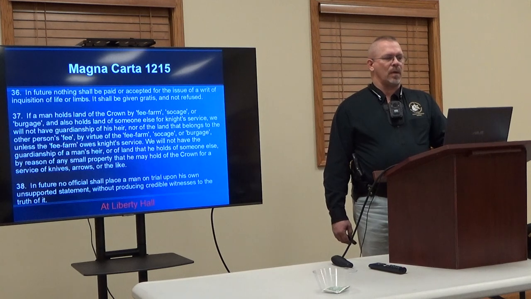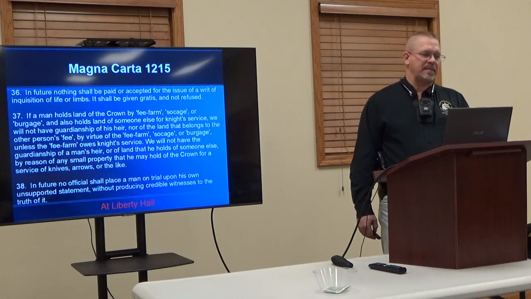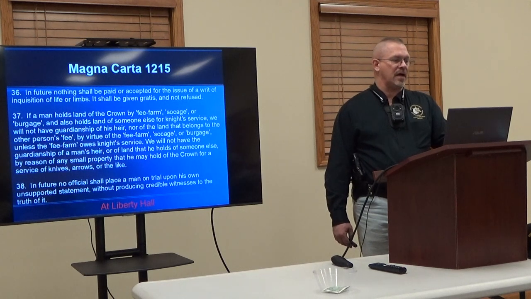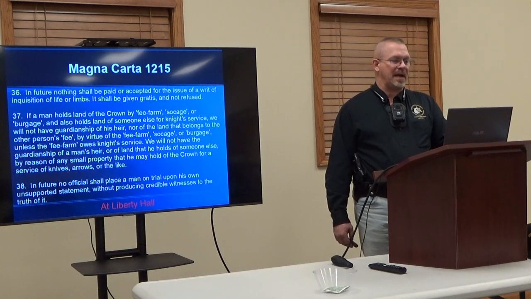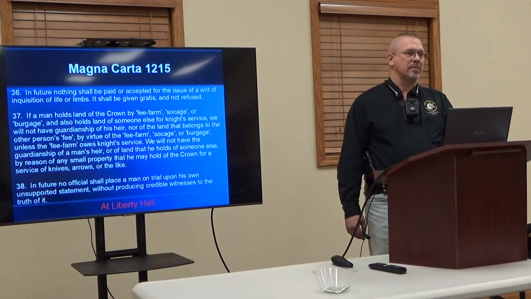36, in future, nothing shall be paid or accepted for the issue of a writ of inquisition of life or limb. It shall be given gratis and not refused. 37, if a man holds land of the crown by free farm, socage, or burgage, and also holds land of someone else for knight's service, we will not have guardianship of his heir, nor of the land that belongs to the other person's fee, by virtue of the fee farm, socage, or burgage, unless the fee farm owes knight's service. We will not have the guardianship of a man's heir, or of the land that he holds of someone else, by reason of any small property that he may hold of the crown for a service of knives, arrows, or the like. So, the weapons dealers.